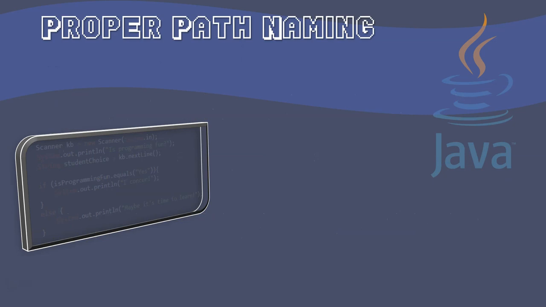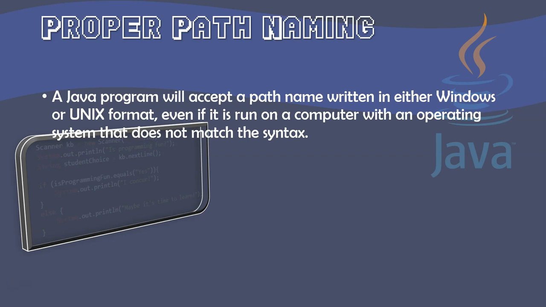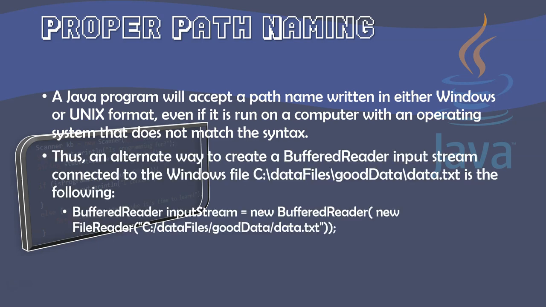So let's do some proper path naming here to reevaluate how we want to get some input. A Java program will accept a path name written in either a Windows or a Unix format, even if it's run on a computer with an operating system that does not match that syntax. Thus, an alternative way to create that buffer reader input stream, which we just saw, is to instead connect it to the Windows file in the following manner. You'll see we have C://data files/good data/data.txt. Again, there are no backslashes here, so Java's not attempting to read this in as escape characters.